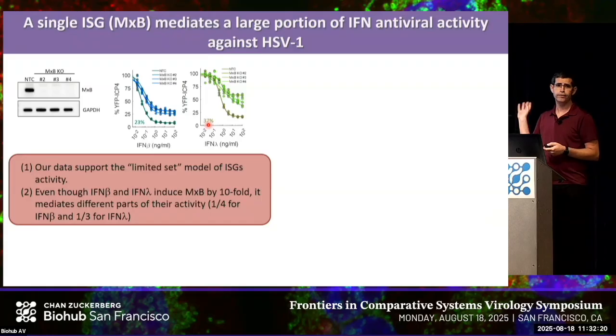So this supports this limited set model of ISGs. And quite interestingly, even though interferon beta and lambda upregulate MXB to the same extent, it contributes differentially to their antiviral activity against HSV1.